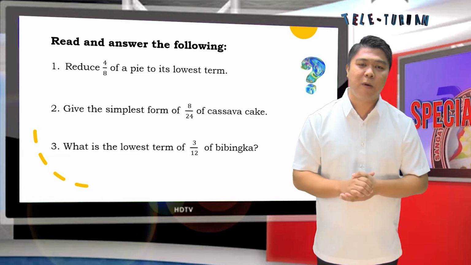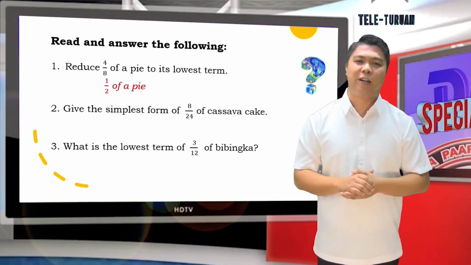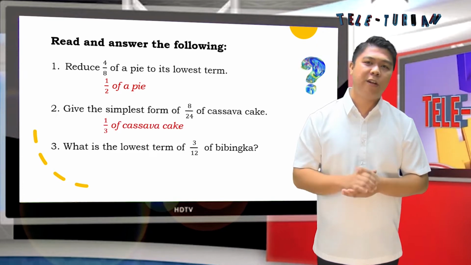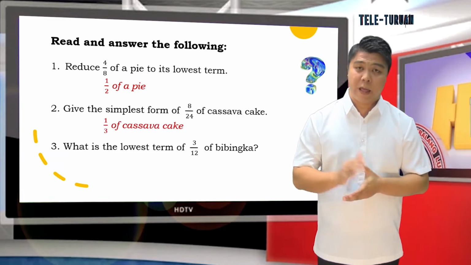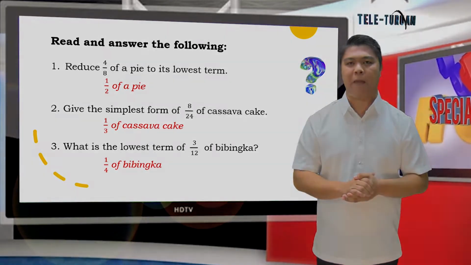The answer in number 1 is 1/2 of a pie. The answer in number 2 is 1/3 of cassava cake. The answer in number 3 is 1/4 of bibingka.